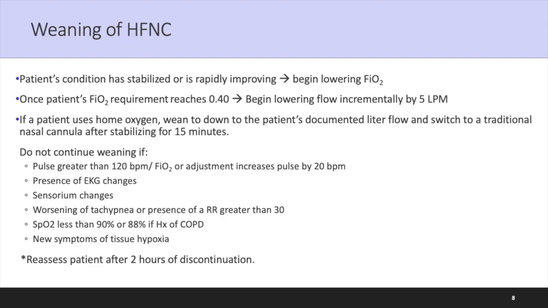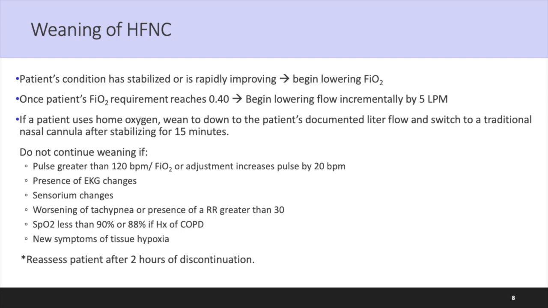Weaning. This is a big controversial subject that's not super well studied, but in general, once the patient's condition is stabilized and rapidly improving, we can start dialing back our FiO2. Again, once we reach about 40 to 50%, we can start lowering our flow, generally incrementally by 5 to 10 liters per minute, right? If the patient uses home oxygen, we're going to wean them down to that documented liter flow.